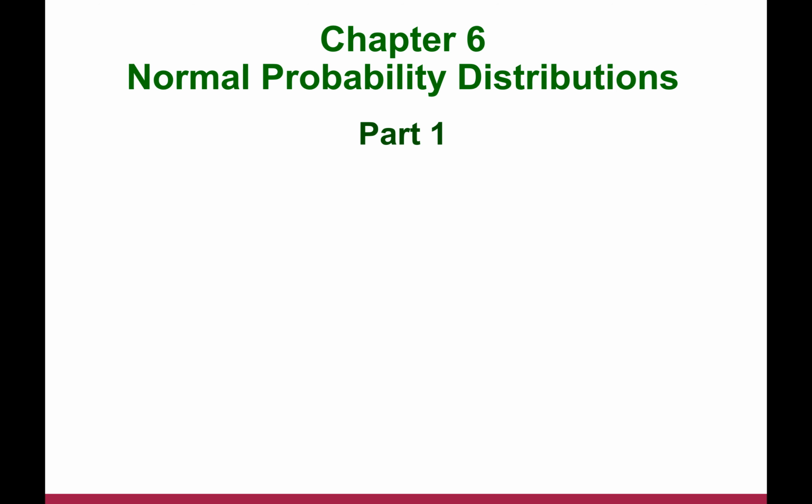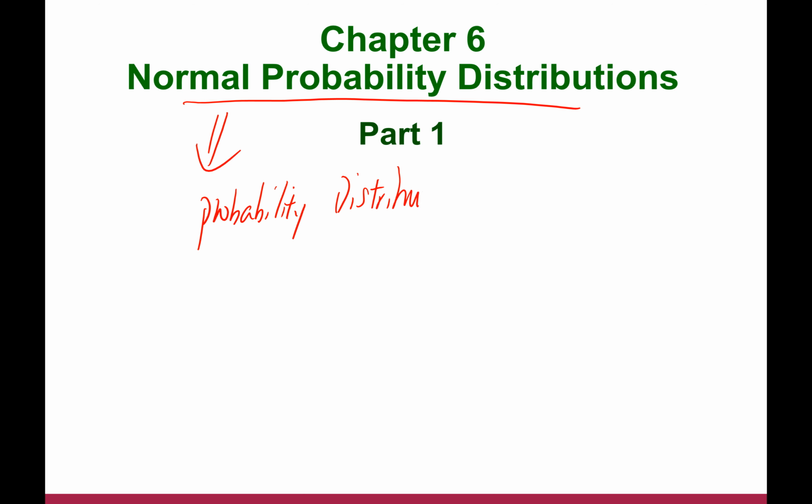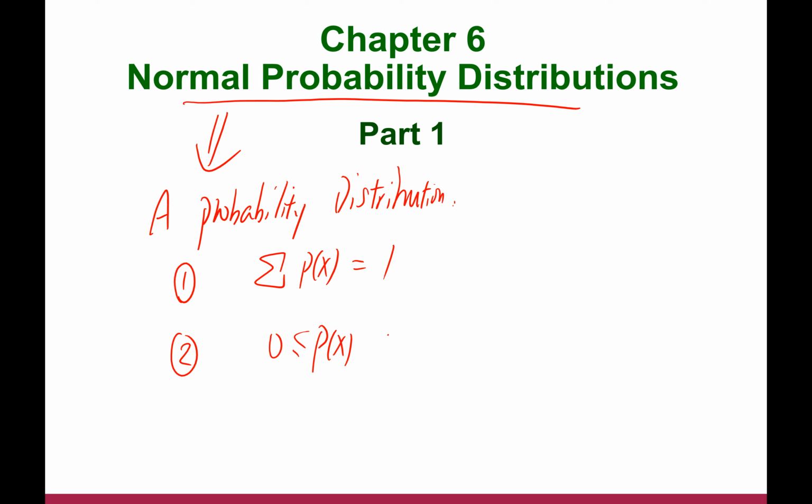Let's get started on chapter 6 on normal probability distribution. So normal probability distribution is a probability distribution, so it follows two requirements. First one is total probability, the sum of P of x equal to 1. Second condition is each individual probability is greater than or equal to 0 and less than or equal to 1. Those are the requirements for all probability distributions.